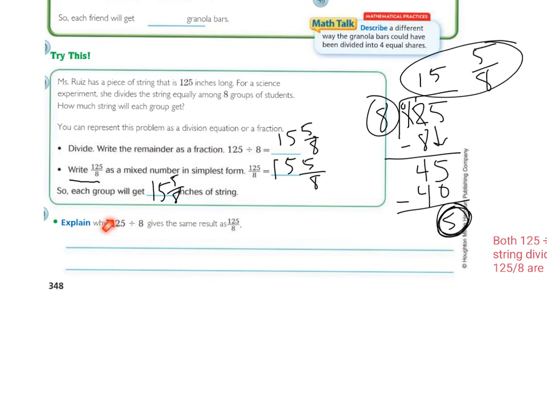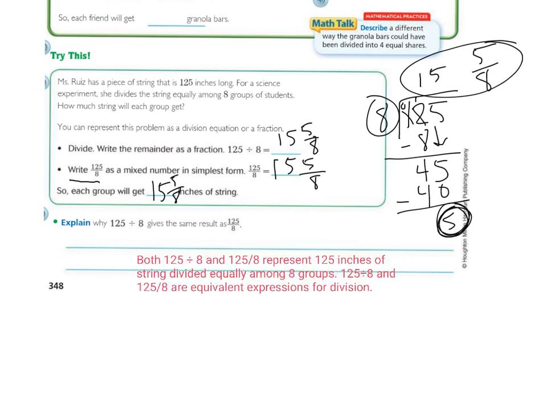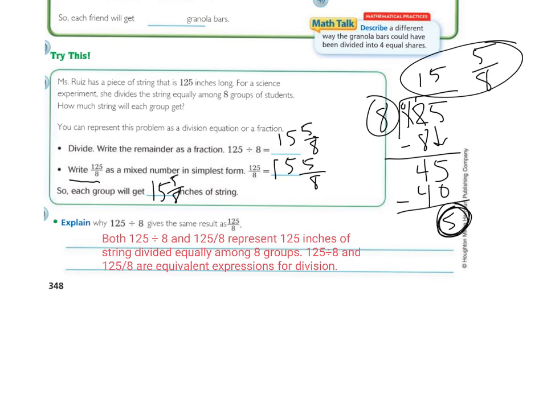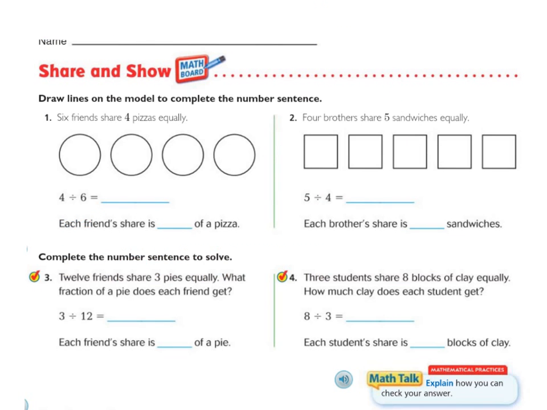Let's explain why 125 divided by 8 gives the same result as 125 over 8. The reason is that both 125 divided by 8 and 125 over 8 represent 125 inches of string divided equally among 8 groups. 125 divided by 8 and 125 eighths are equivalent expressions for division.